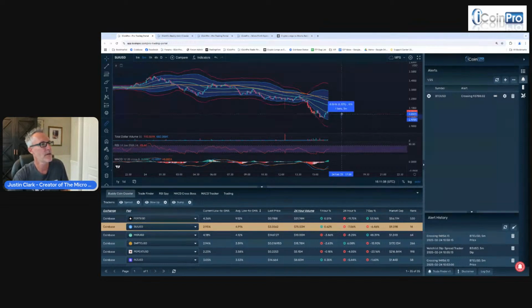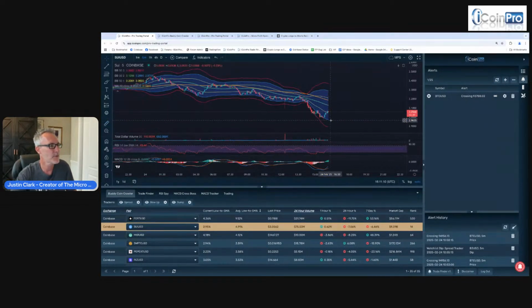Let's take a look here at SUI. Nice 3% recovery, had a good spread. So SUI, not too bad. That's a good, nice little bounce, good volume. So we can put SUI on our list.